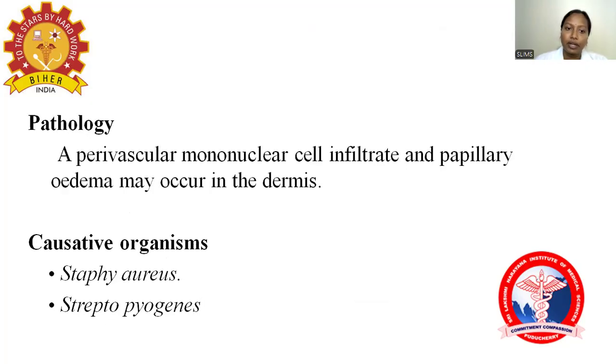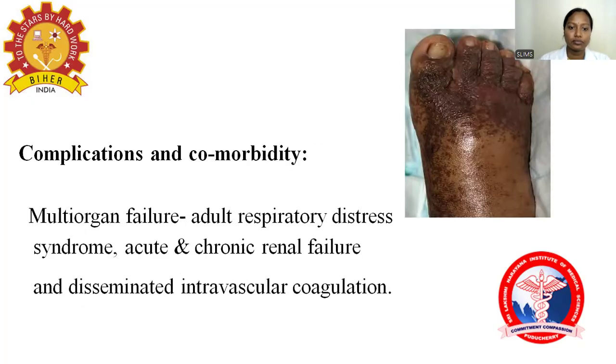So usually we will find a perivascular mononuclear cell infiltrate and edema in histopathology. Causative organism, as we know, Staph aureus and Streptococcus pyogenes. So complication is multi-organ failure. So slowly we'll have all the symptoms starting from the CNS to the liver to the kidney, heart, everything will start to fail.